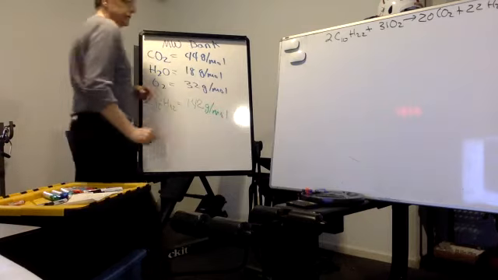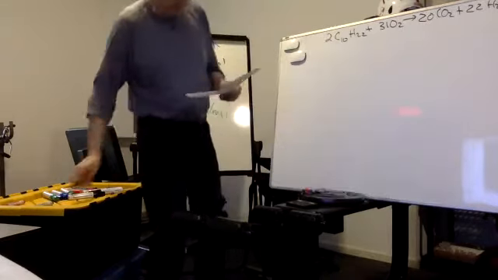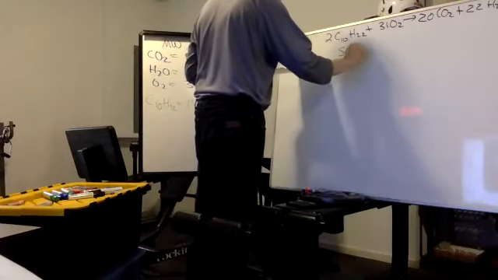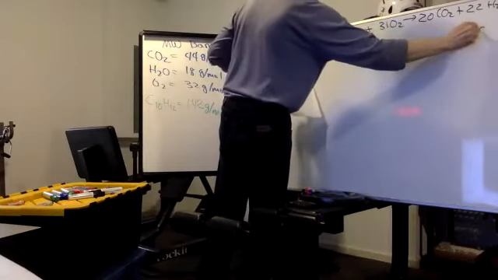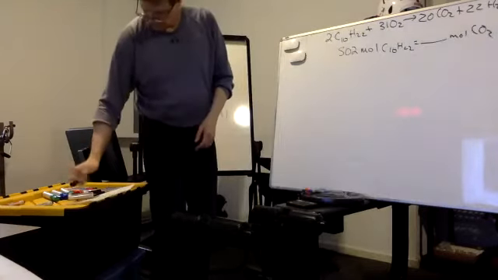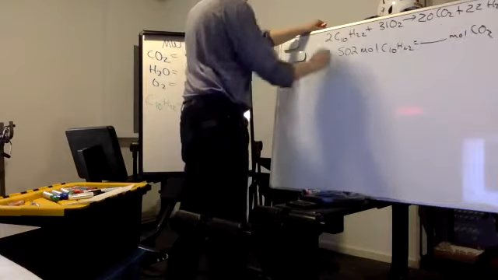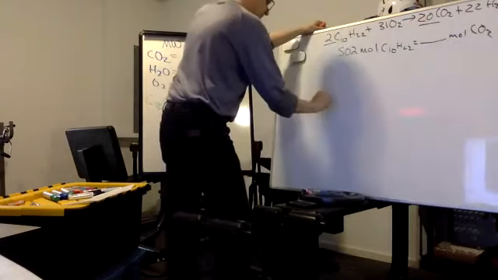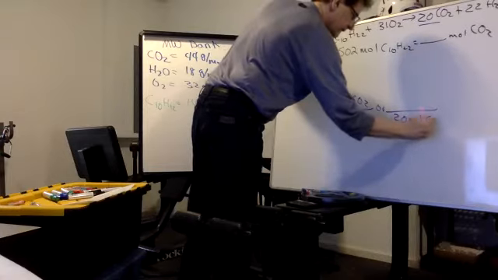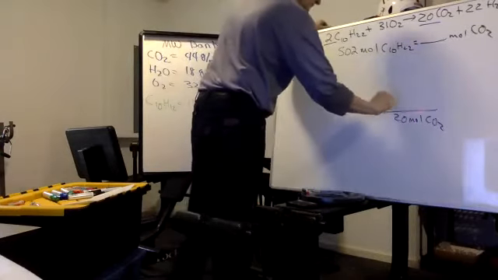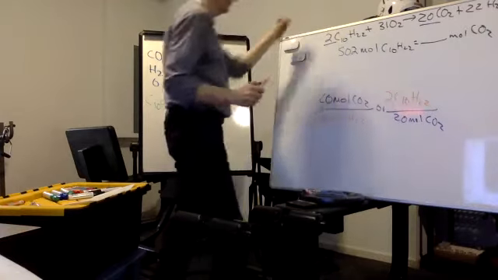All right, now we've got everything we need. Let's get started. So first up, we've got some type 3 problems. I've got C10H22 to mole CO2, so I'm going to need this, and I'm going to need this. So I'm going to go 20 mole CO2 over 2. My two options.